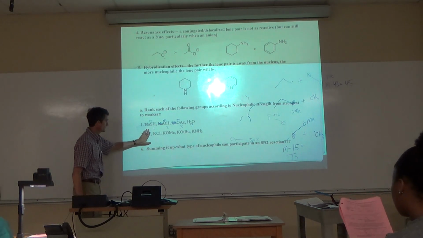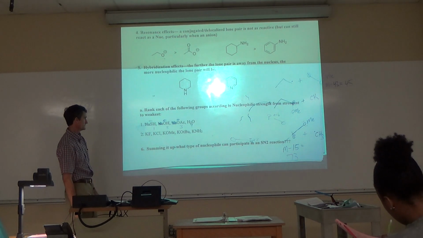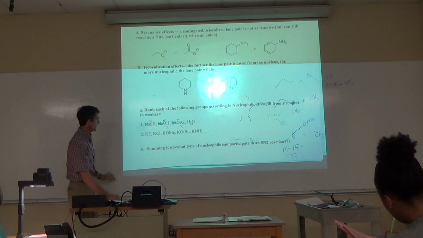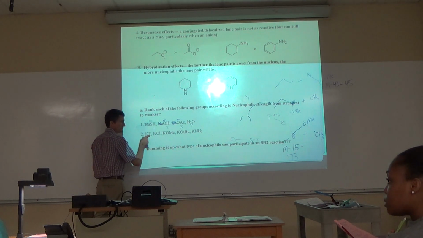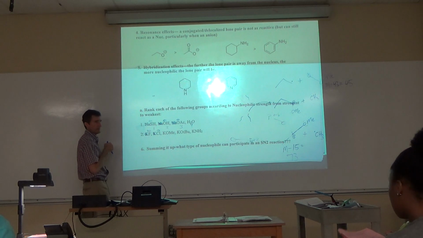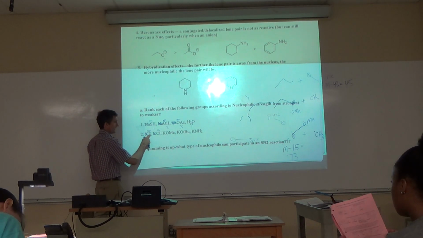How about the next series? What's the best or worst? Well, how about the first two? This looks like we can maybe compare these. F minus or Cl minus? Cl is bigger than F. F holds the electrons very tight. It ain't going to let those kids out of the house. Okay? That's a better nucleophile.